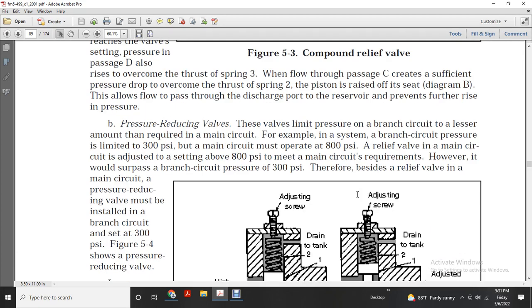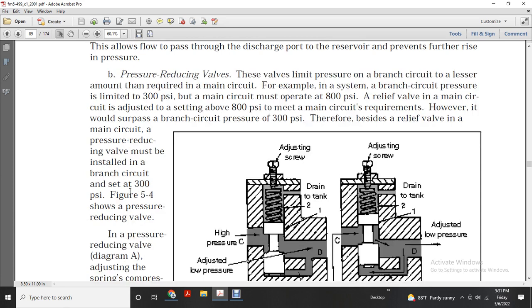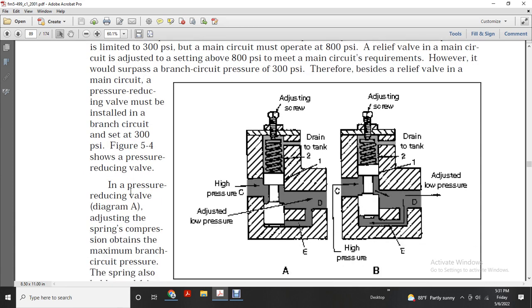Pressure reducing valve. The valve limits the pressure in a branch pipe to less than the amount required in the main circuit. For example, this is a branch circuit with 300 psi off a main circuit that must operate at 800 psi. The relief valve in the main circuit is adjusted to a setting above 800 psi to meet the main circuit requirements. However, the branch circuit must have a pressure of 300 psi, so beside the relief valve in the main circuit, a pressure reducing valve must be installed in the branch circuit, set to 300 psi. Figure 5-4 shows the pressure reducing valve.